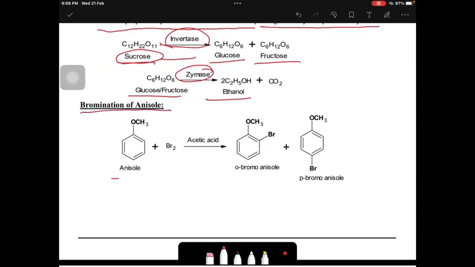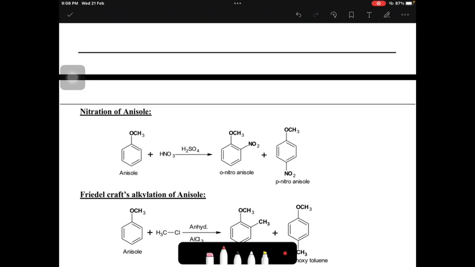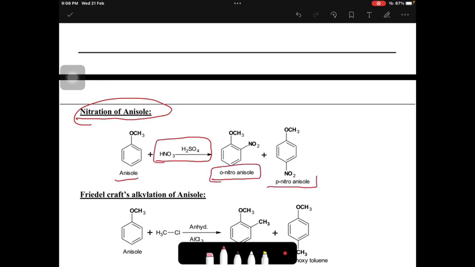Bromination of anisole. Anisole reacts with bromine in the presence of acetic acid to give ortho-bromoanisole and para-bromoanisole. Nitration of anisole. Anisole reacts with a mixture of HNO3 and H2SO4 to give ortho-nitroanisole and para-nitroanisole.